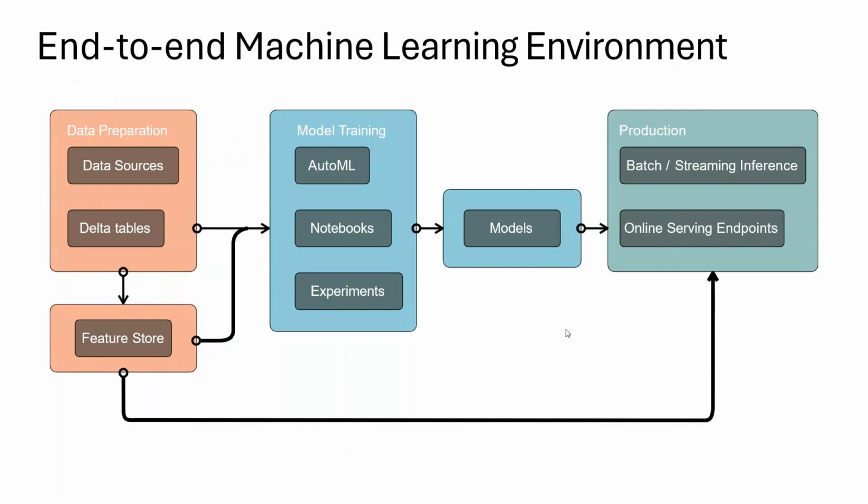So these are the typical end-to-end machine learning environment stages which we have. First one is data preparation. Second includes data sources and Delta tables, followed by feature stores: what kind of features you want to experiment with. Then that's where you start training. Training the model includes AutoML notebooks and the experiments feature which we have in MLFlow. After the training, you finalize the model, and that model you can serve to production environments, which we can call batch streaming inference or online serving endpoints or something like that.